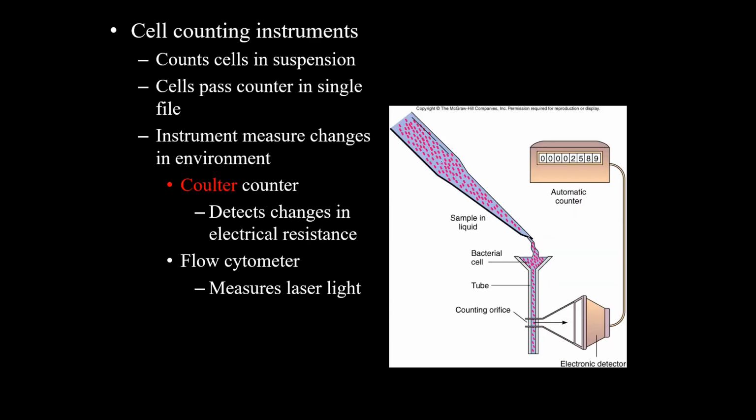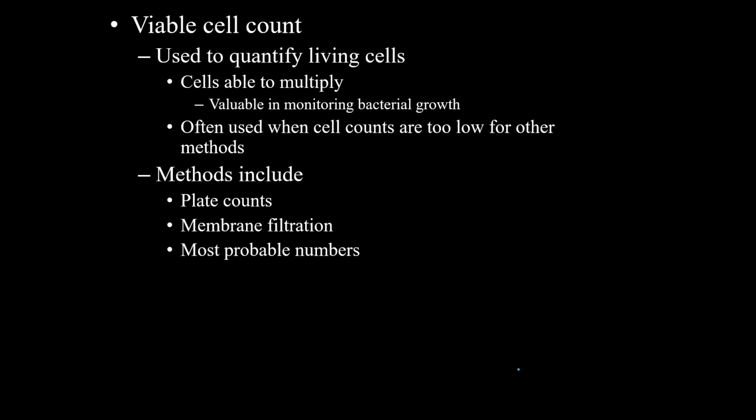Cell counting instruments: you just run a broth through this little essentially capillary tube, and this device measures the shadow, and so it counts the cells that go through here. Limitation, exact same thing. It's counting both living and dead cells. It can't tell the difference between them.